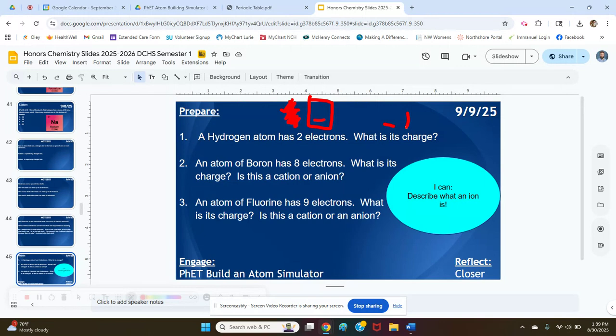Let's do the next problem. Find boron on your periodic table. It's the 5th element. So find atomic number 5, and it'll be there.